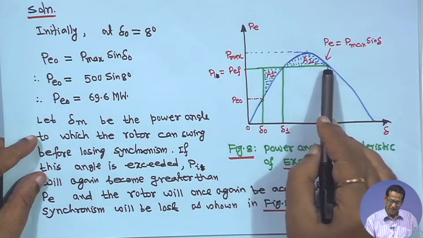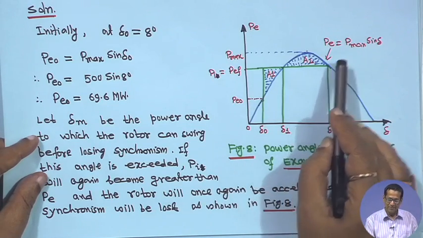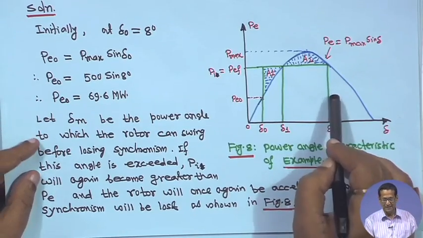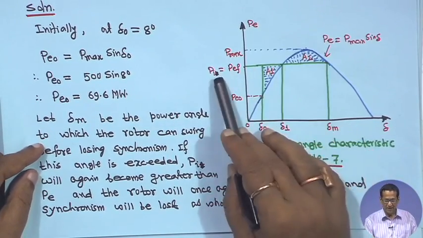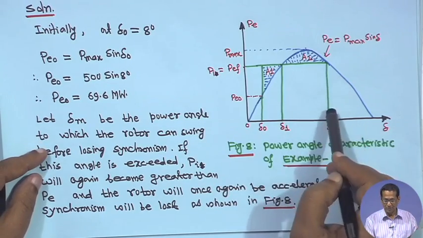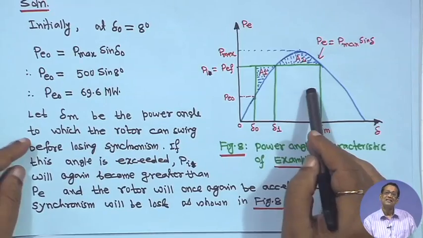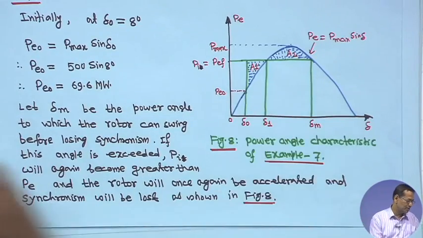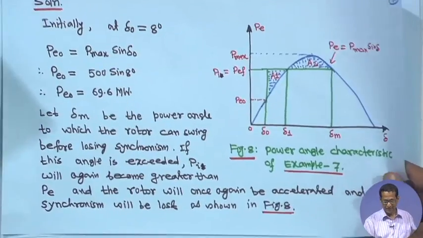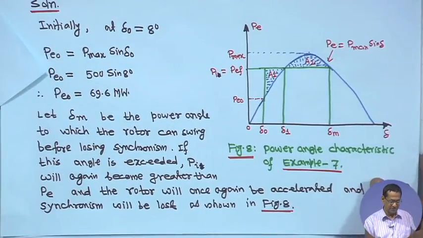So, the maximum it can go up to is delta m, where delta is equal to delta m, and you have to find out this delta m. P I cannot be greater than P. If it goes more than delta m, it will start accelerating and the system will go out of step. So, this is the power angle characteristic.